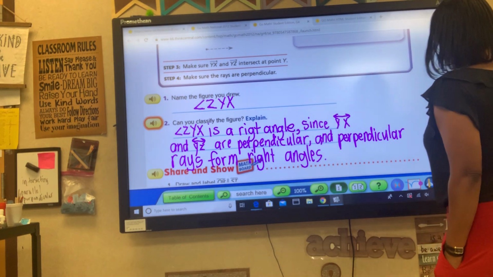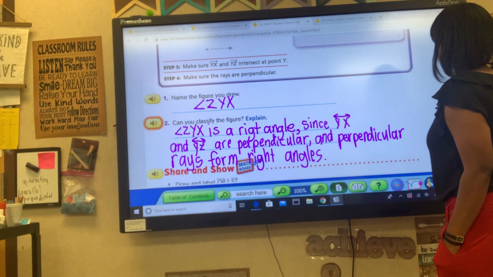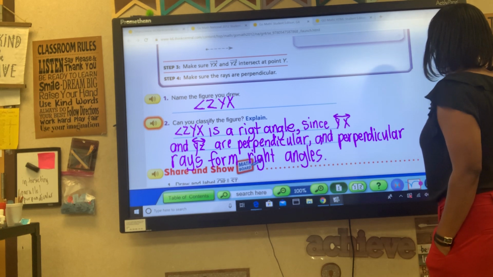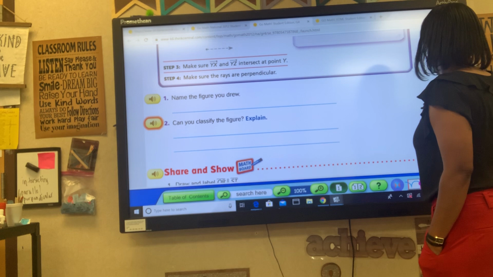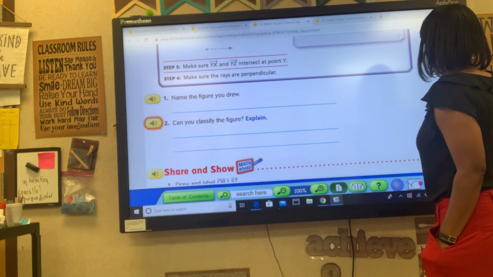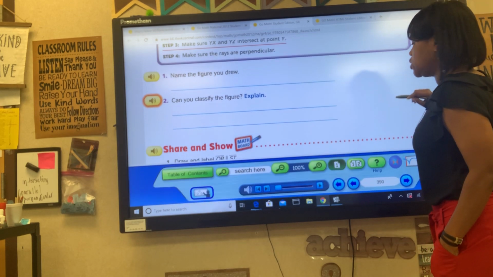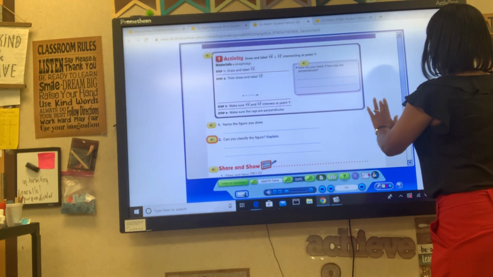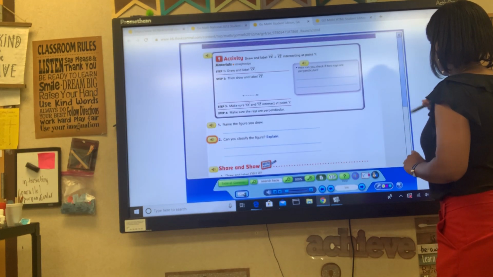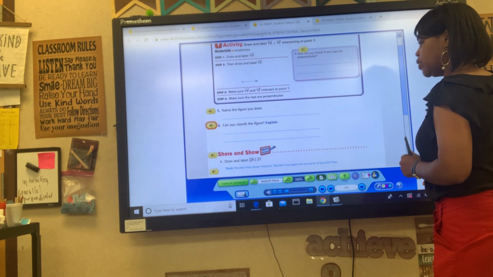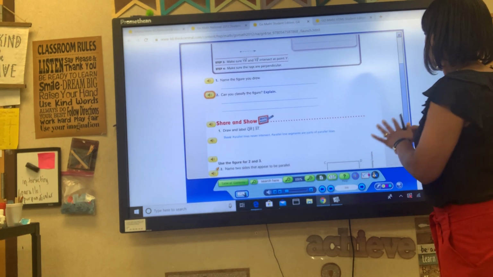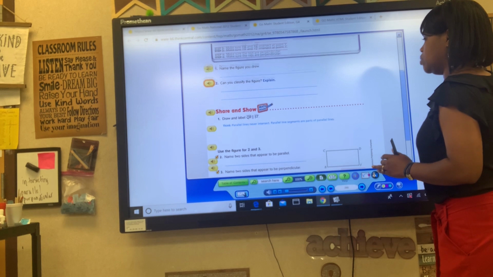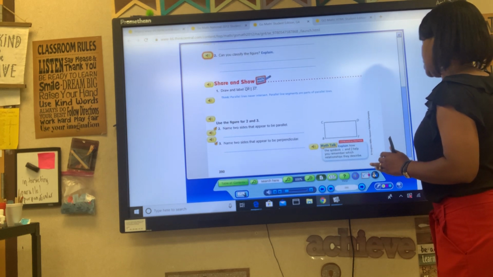Okay, so I'm going to move on. You can always go back and pause so that you can write this, or rewind, or whatever you have to do. So I want us to look at the next one. We're going to look at share and show, and we're going to draw and label line segments.